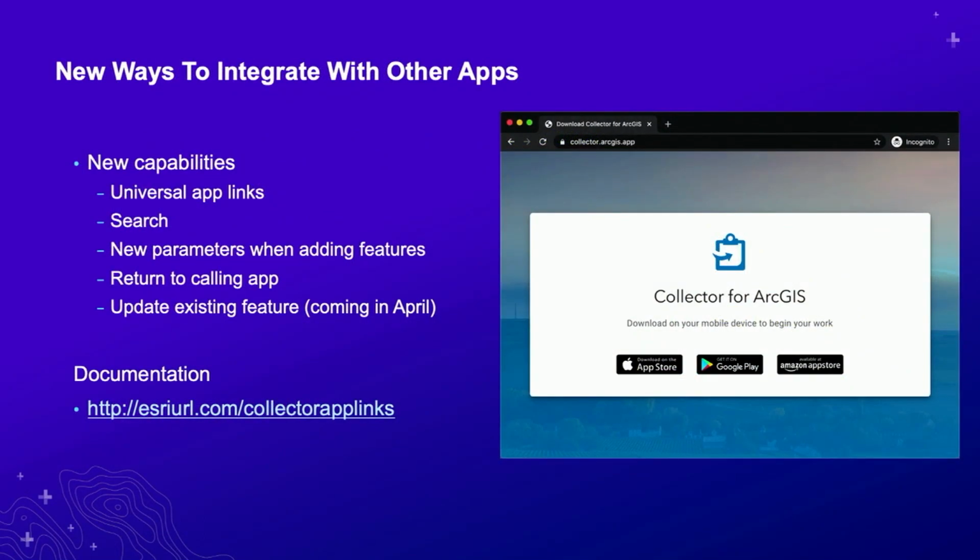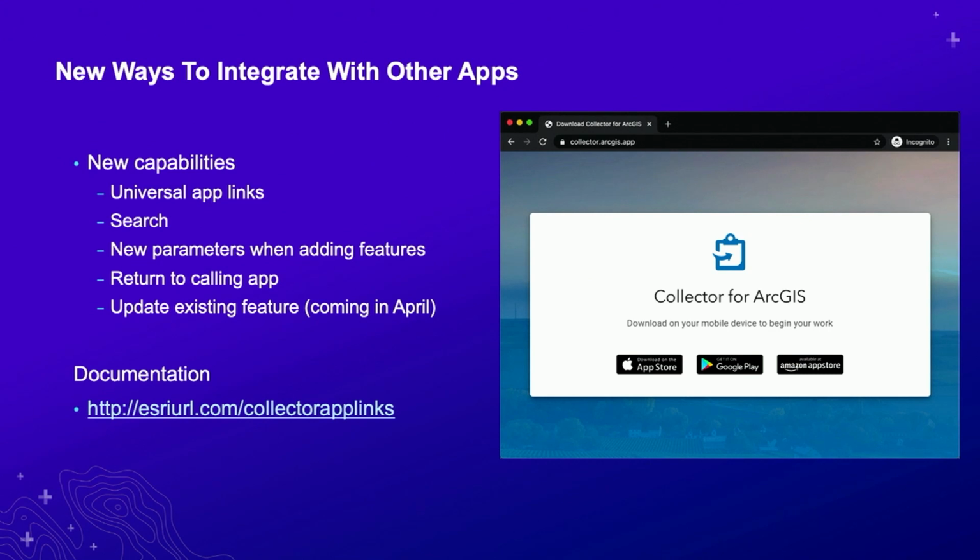So let's dig into that a little bit more. We've had capabilities to link into Collector to perform certain tasks. Jeff mentioned opening a map, but also centering at a location. These things have been available for quite some time. In our most recent releases, we've been adding additional support. One of those is for universal app links.